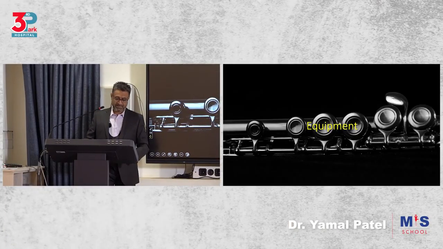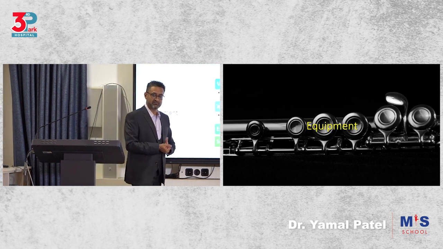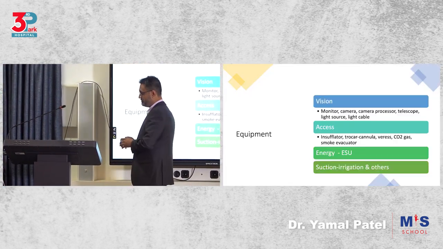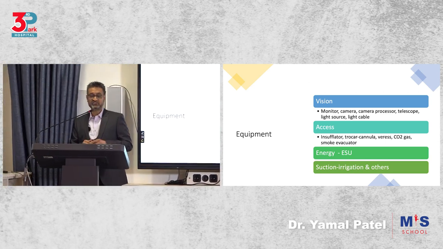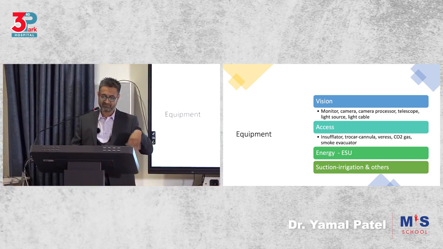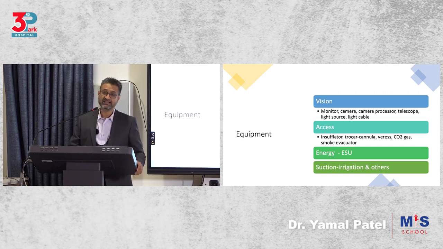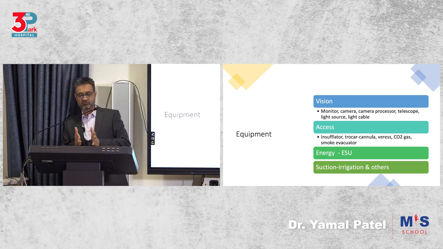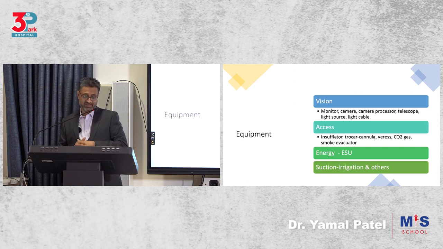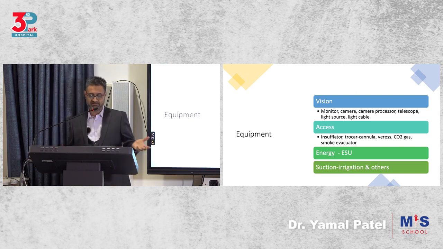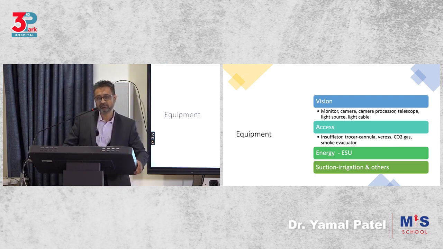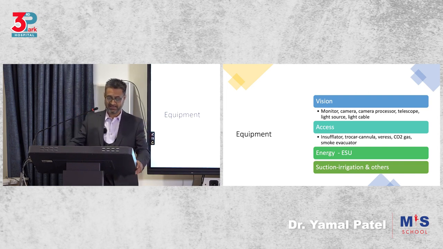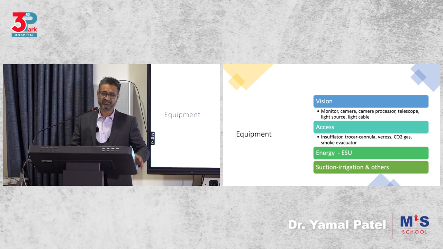Next, I told you about equipment. We can't work without knowledge of equipment and technology. Equipment normally you should have discussed is vision equipment, covering the monitor, the camera, the processor, the telescope, the light source, the light cable, etc. Then we have access equipment, where you have the insufflator, the trocar cannula system, the Veress if need be, the CO2 gas and the cylinders itself, and the smoke evacuator if possible. We have energy equipment, which is the electrosurgical unit and its related instruments and cables. We have suction irrigation, etc., and others.